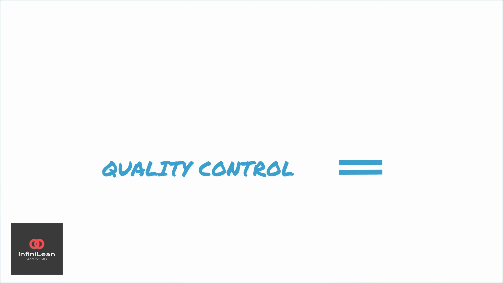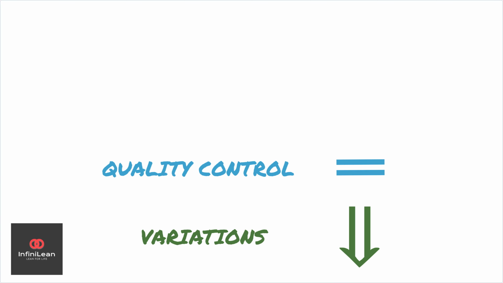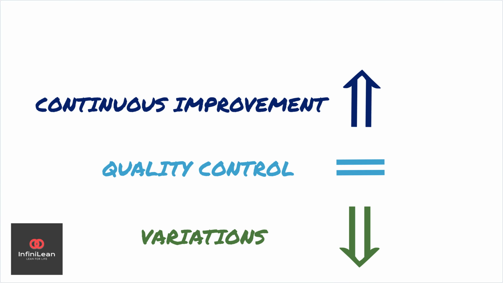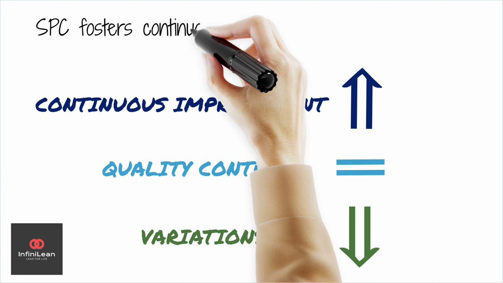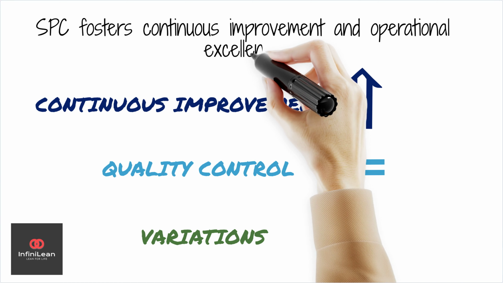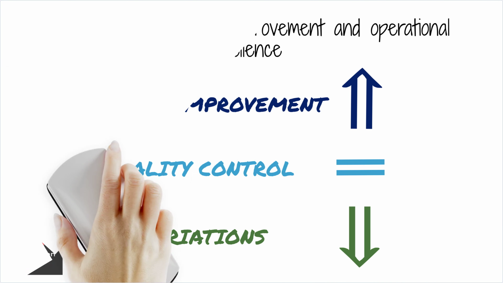In summary, SPC is an essential pillar of Lean Six Sigma. It provides the tools to maintain quality control, minimize variations, and drive continuous improvement. Embracing SPC fosters a data-informed culture, paving the way for long-term operational excellence.